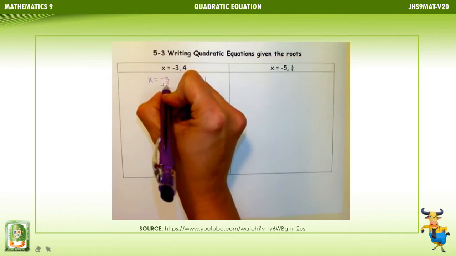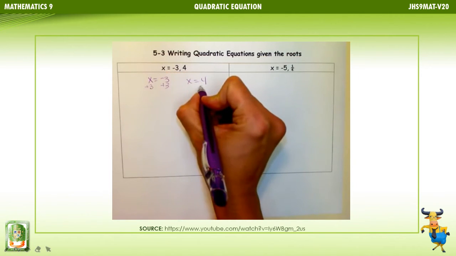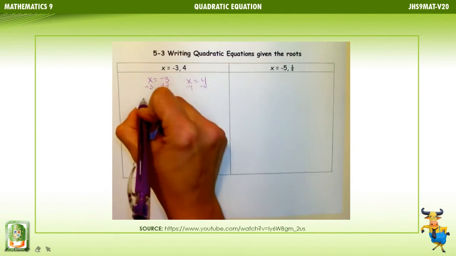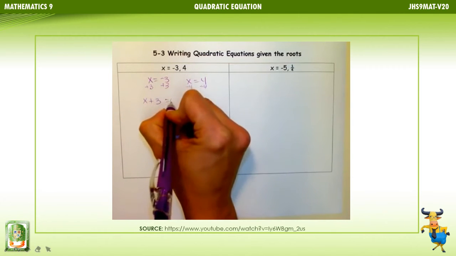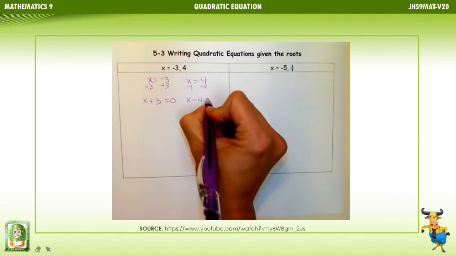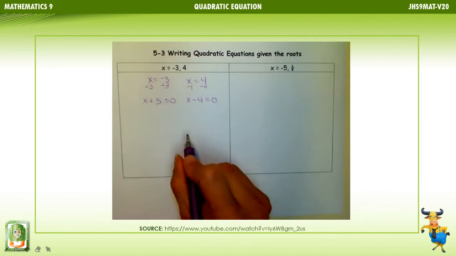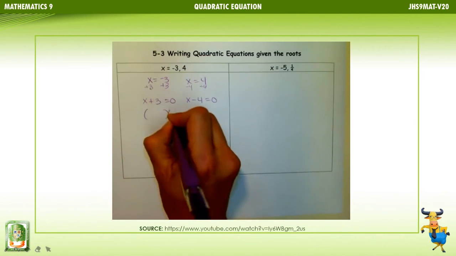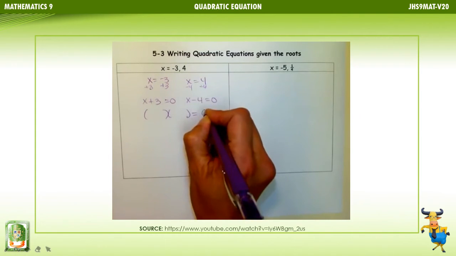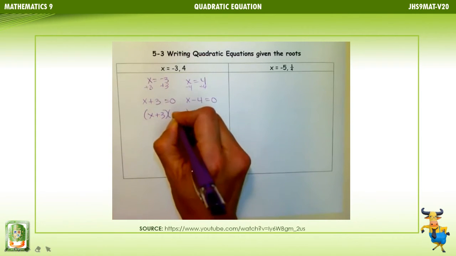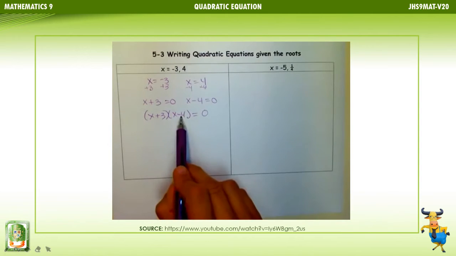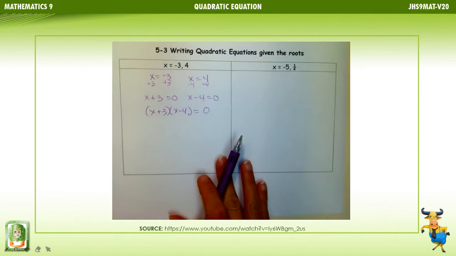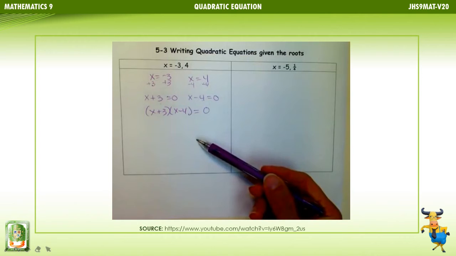So if I add 3 to both sides here, and I minus 4 from both sides here, I get x plus 3 equals 0, and x minus 4 equals 0. And where did those come from when we're working backwards? Remember, they were in the parentheses after we factored, and so it was like an x plus 3, x minus 4, and then we set each factor equal to 0. So we're just kind of working backwards.